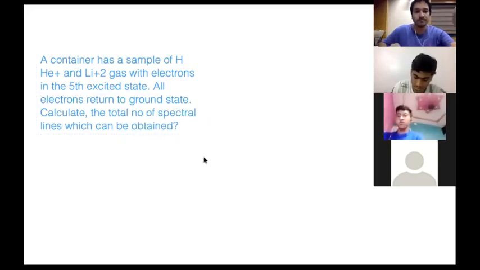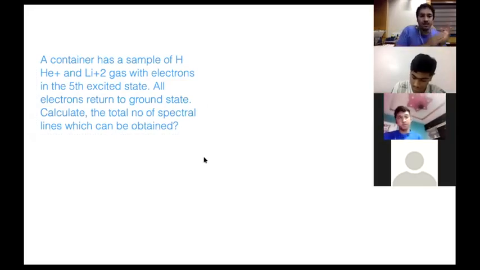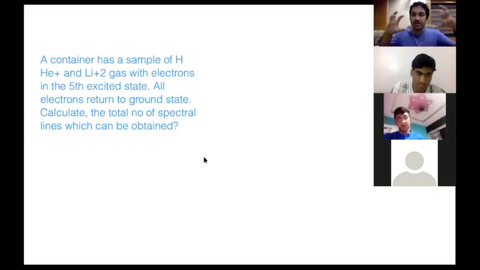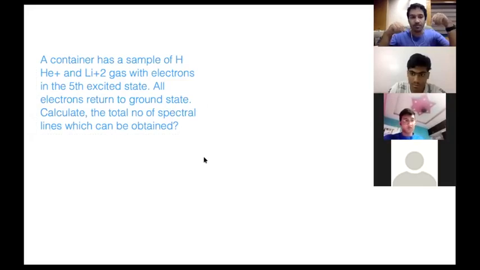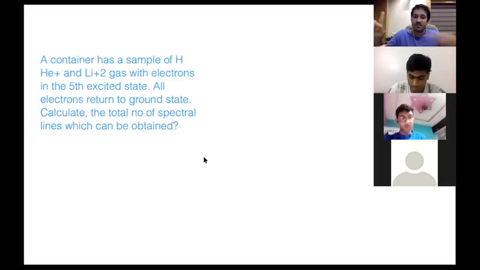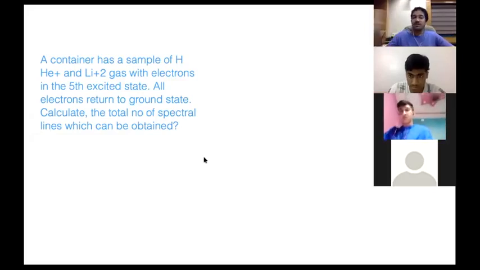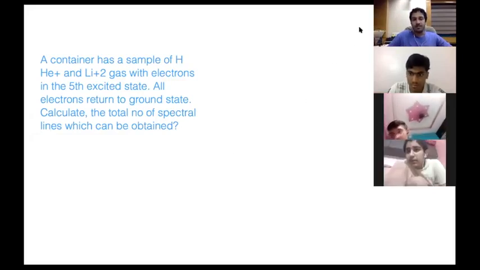Please solve. A container has a sample of hydrogen, helium plus and lithium plus 2 gases. I have filled a container with 3 different types of atoms with electrons in the 5th excited state. In every atom the electron is in the 5th excited state. All the electrons are returning to the ground state. Calculate the total number of spectral lines which can be obtained, all possibilities.